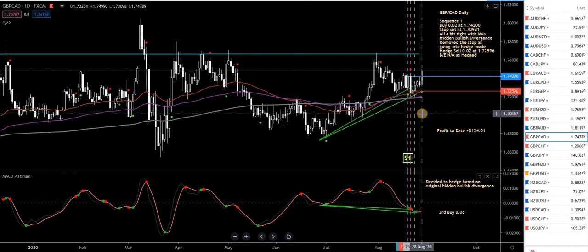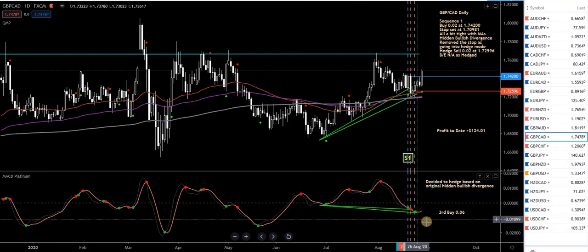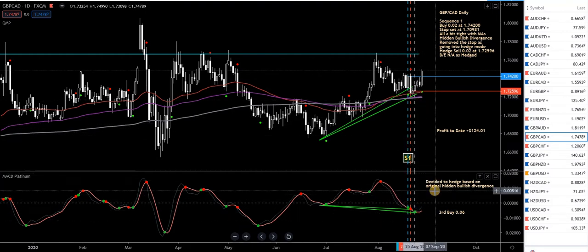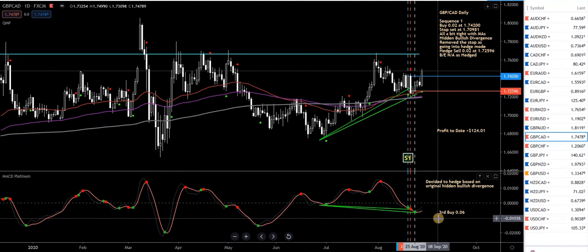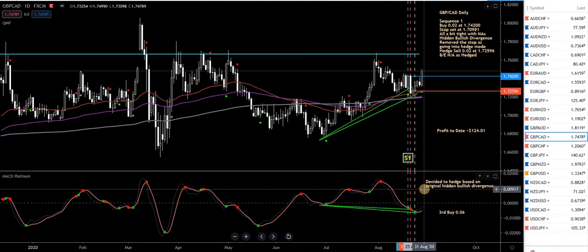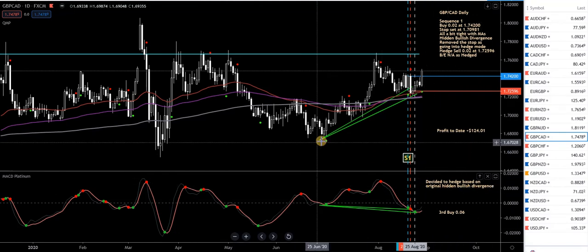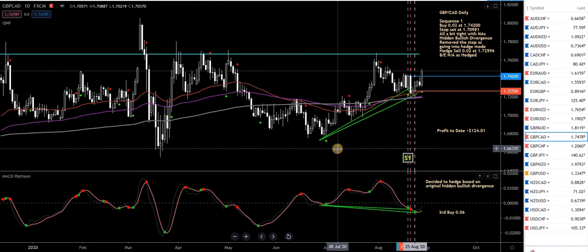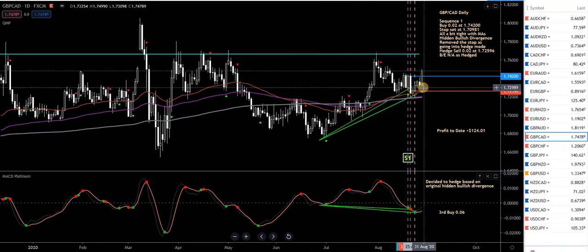Now Monday there's going to be a new buy signal. MACD platinum still below the zero level. It's going to be a new buy signal. So there'll be a third buy taken at 0.06. So you decide to hedge based on original hidden bullish divergence. So I had one bullish divergence there, and now followed up with a second bullish divergence.